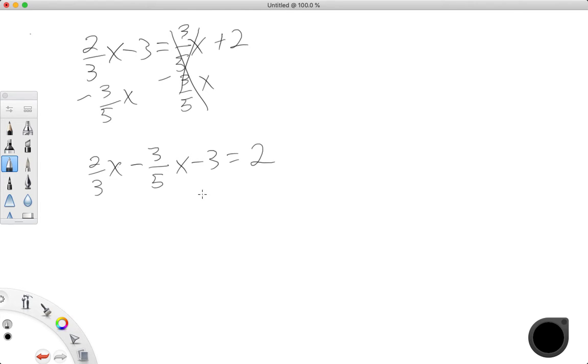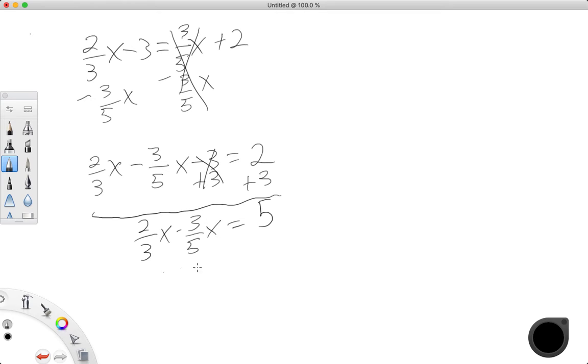So I want the opposite of subtraction. I want addition. So I'm going to add a 3 here. If I do that here, we want to keep our scale balanced. We're going to add 3 here as well. -3 and a +3 cancel each other out. And then 2 plus 3 equals 5. And so we have our 2/3 x minus our 3/5 x equals 5.